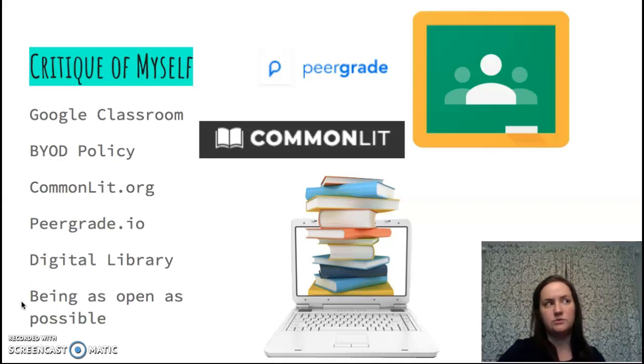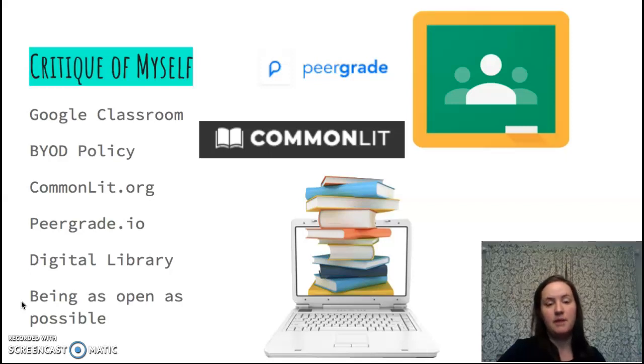Peergrade.io is how all of my students peer grade each other's work. It's an anonymous thing where the students upload their Google Docs onto there, and then it randomly assigns it to another student in the class anonymously. And then I put up a rubric myself, and the students have to answer the questions based off of that. But it gets rid of giving a good peer grade because you like them, or giving a bad grade because you don't like them. So using the Peergrade app has helped.